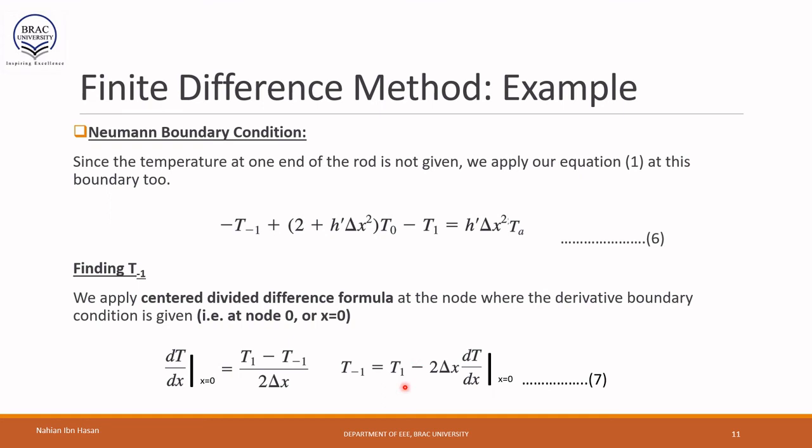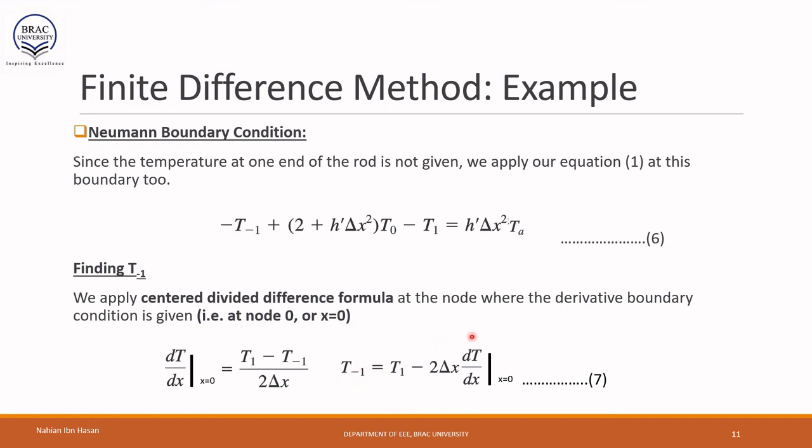T1 is an internal node, so I can easily calculate it by solving the system of equations. And dT by dx at x equal to 0 is the changing boundary condition that is given in the question. So I know all the terms on the right hand side, so I can easily calculate this T minus 1, right?